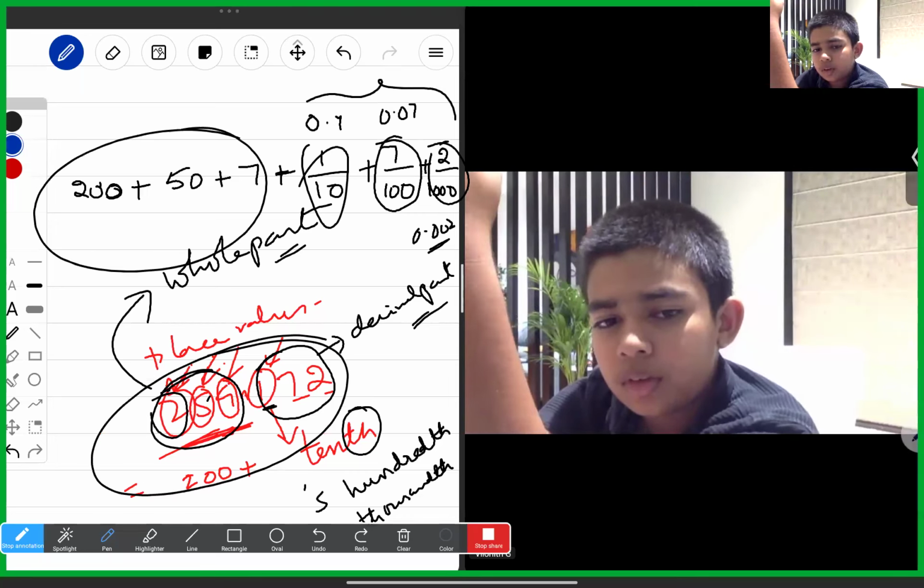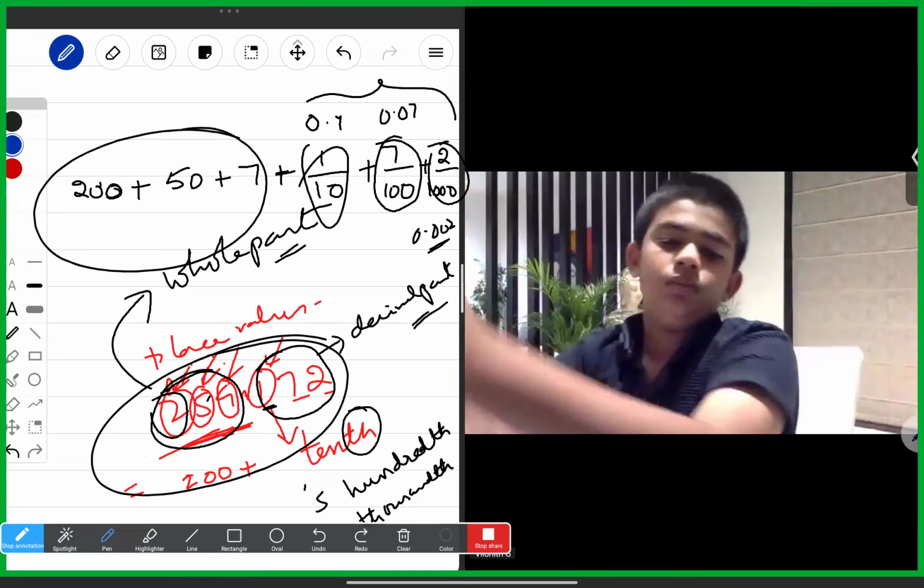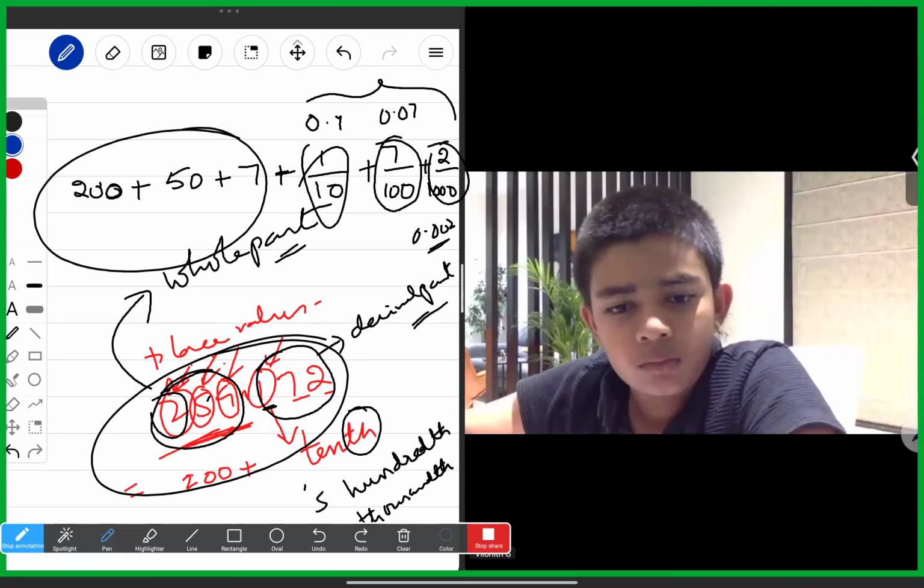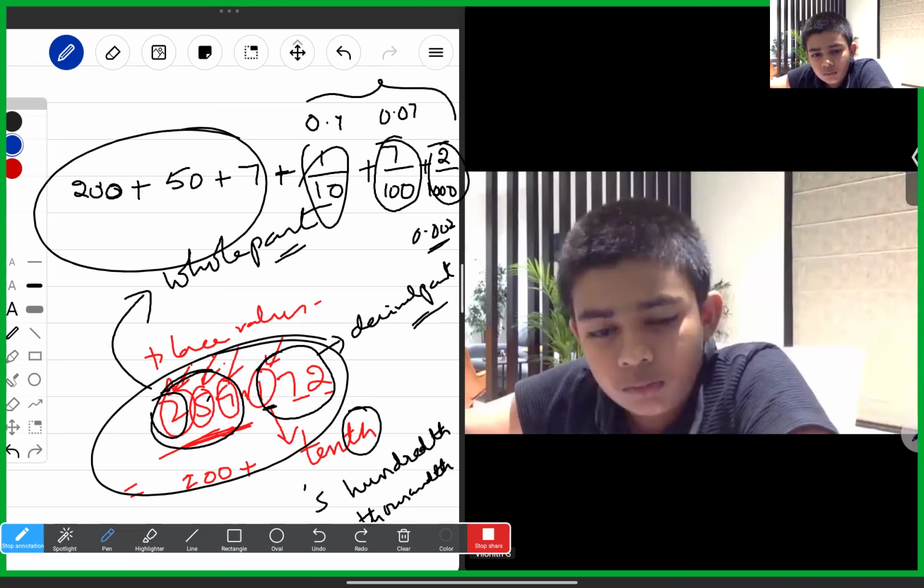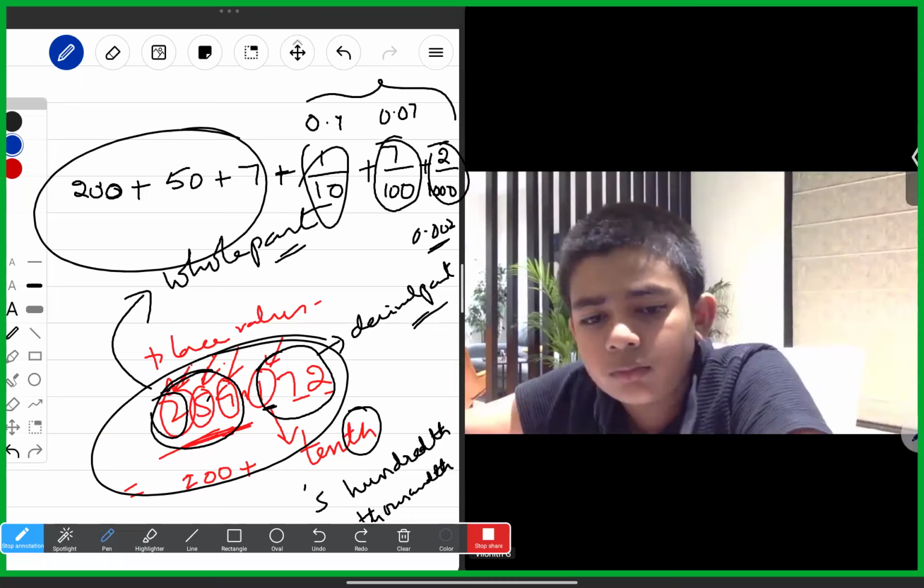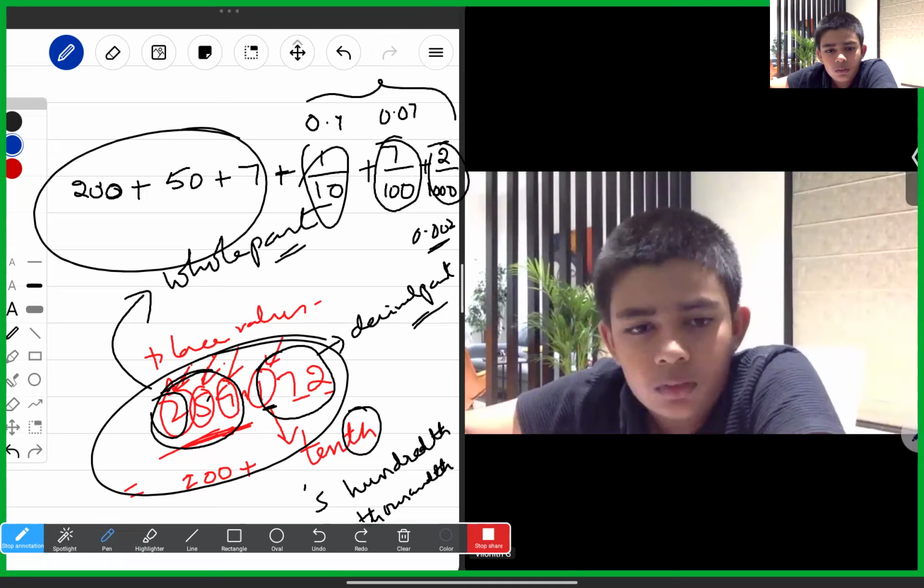Yes, sir. So what we can understand from this is that any number is actually formed by adding the place values of individual digits present in the number. Expanded form is nothing but the place value of each digit present in the number. When you add those, the number is formed again. Okay, sir.